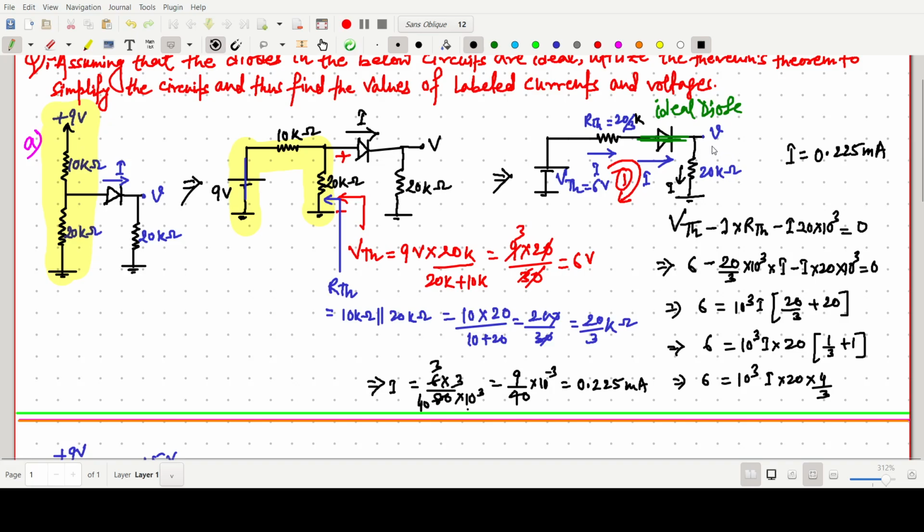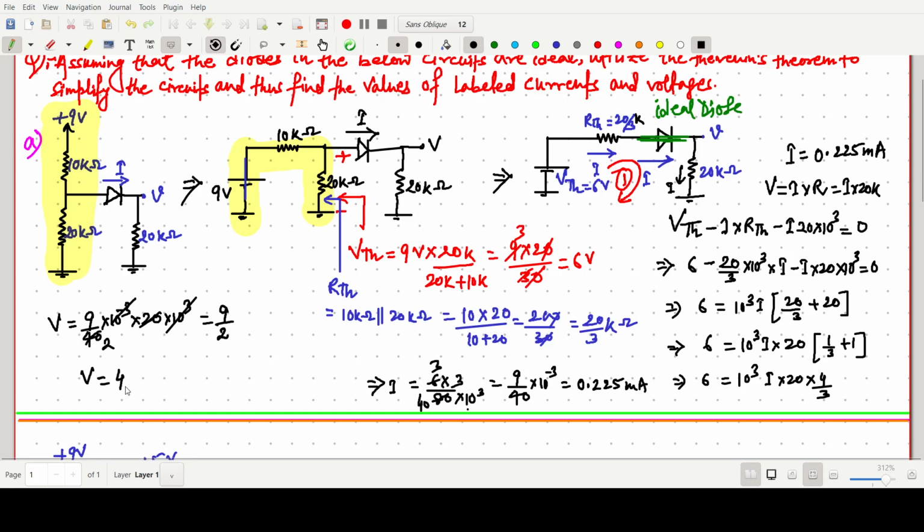So now we have to find the V. So for the V value we can simply multiply I into R, this R, that is our I into 20 kilo ohm. Okay, so I am writing here because I have a space here. So I is nothing but simply 9 by 40, 9 by 40 into 10 to the power minus 3. Okay, and R value is 20k, so 20 into 10 to the power 3. So this should be cancelled out. This should be 2. So it should be simply 9 by 2.